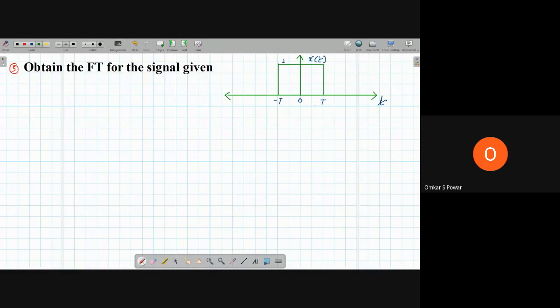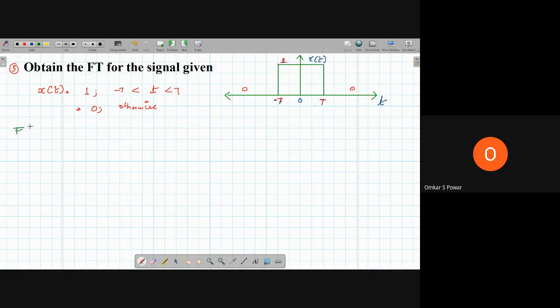So first thing, what we have to do? First thing, we have to write the mathematical expression. So let us start. x of t is equal to 1 for t lying between minus T to T, and this is equal to 0 otherwise. So all the other points, it is equal to 0. Now, in order to get the Fourier transform of the signal, we have to apply the formula and get the answer.